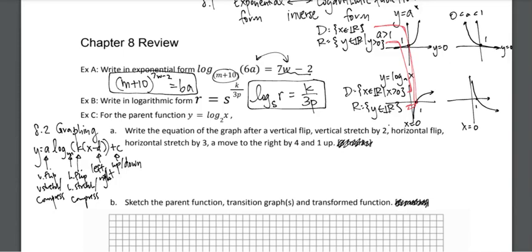So you can go ahead and pause it. When you're done, unpause it and come back and double check your work.